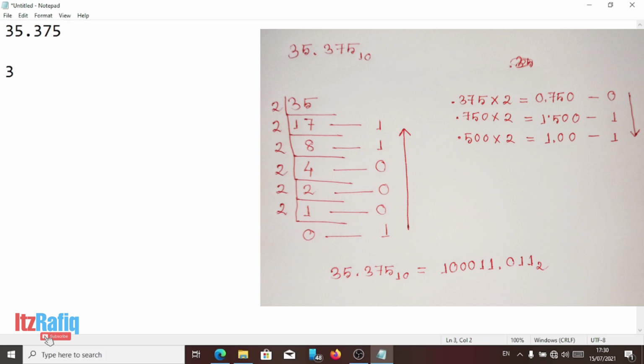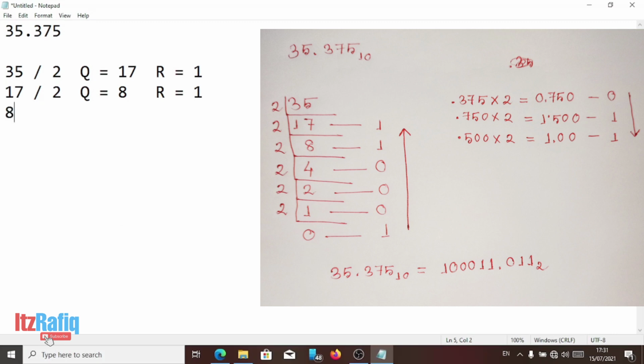So 35 divided by 2, the quotient will be, if I divide 35 by 2, how much will I get? 3 one time, and here 15, it will be 7 times. So the remainder will be 1. Again I will now divide 17. 17 divided by 2, here the quotient will be 8, because 8 twos are 16, and the remainder will be 1.